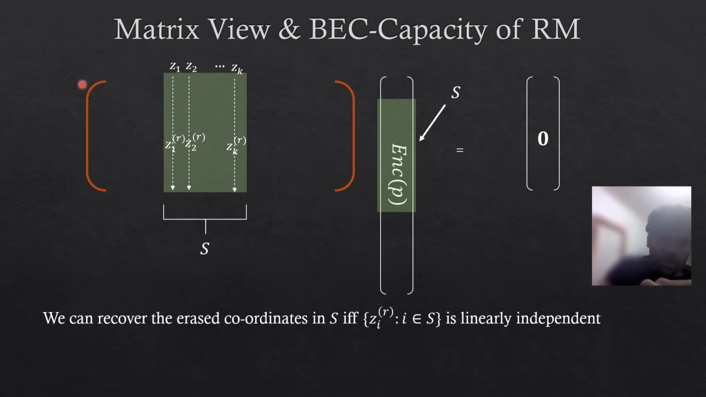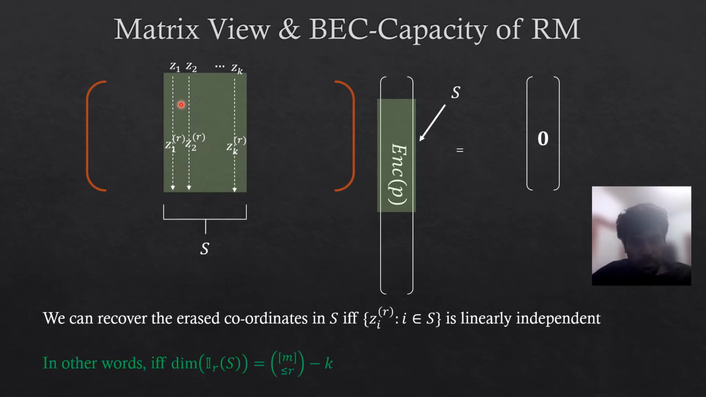And of course the length of the rows in this submatrix is m choose less than or equal to r. But since the column rank and row rank are the same, this is where we draw our connection. That is, another way of saying that these set of columns are linearly independent is just by asking what is the space of all degree r polynomials which vanish at these k points. They are linearly independent if and only if the space has dimension m choose less than or equal to r minus k.